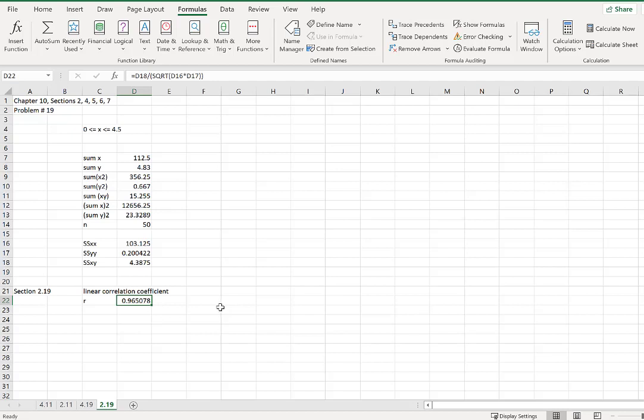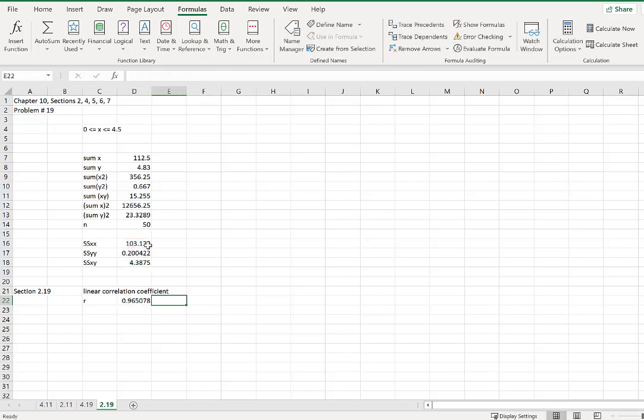So you can see here, R is the sum of the squares of the xy's, so D18, in blue, divided by the square root of the product of the sum of the squares of the x's times the sum of the squares of the y's. So the sum of the squares of the x's was the red, the sum of the squares of the y's was the purple, and they were already there in that same location that I had them back when I did problem number 11. And there we go. That gets me the correlation coefficient quickly.